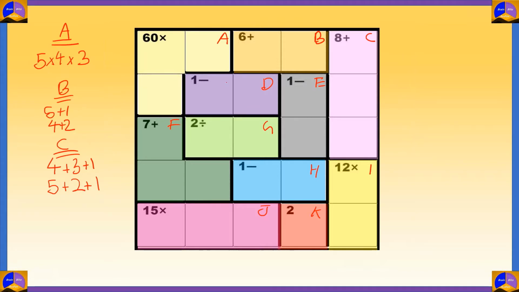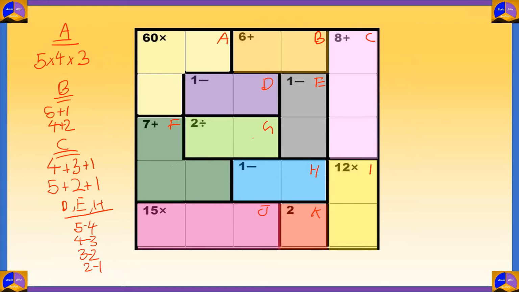Now, let's look at cage D, cage E, and cage H because these 3 are the same cages. In these cages, there are 2 cells and the operation is subtraction. After subtracting, our result must be 1. So, the options are 5 minus 4, 4 minus 3, 3 minus 2, and 2 minus 1.